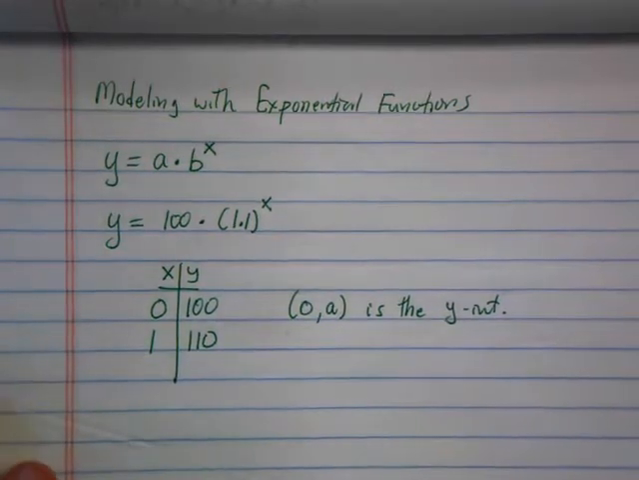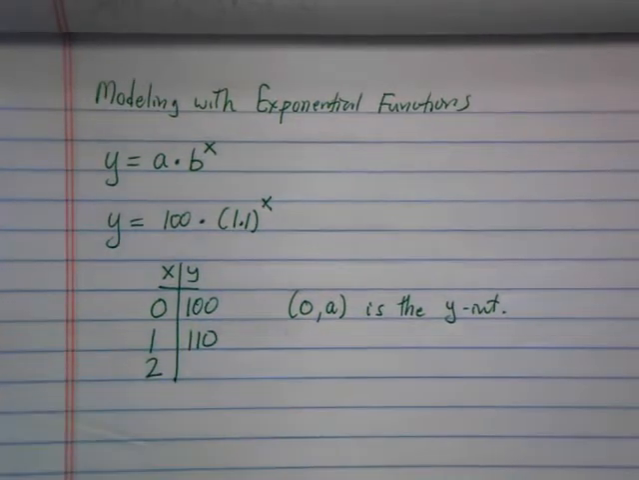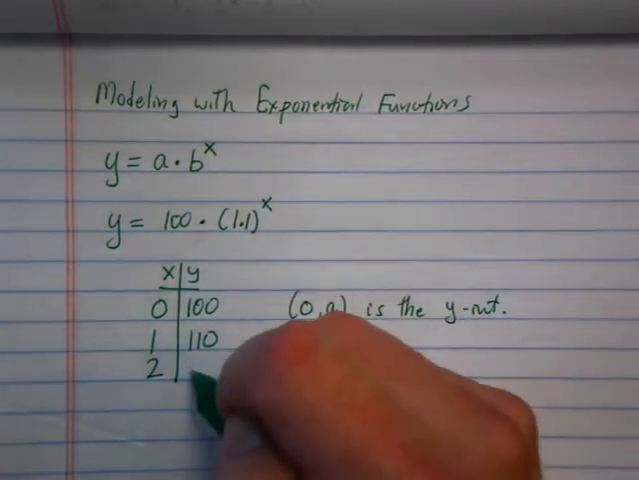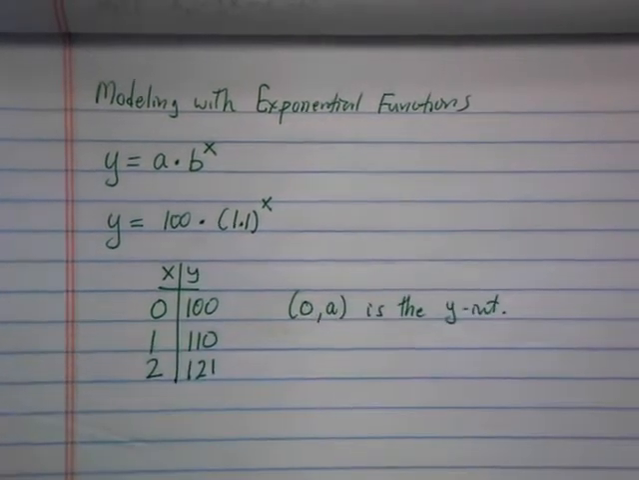How about if I plug in 2? Will I gain exactly 10 again? What's 1.1 squared? Somebody got a calculator with them? 1.21. 1.21 times 100 is 121. I didn't gain 10. How much did I gain? Gained 11. Do we expect to gain the exact same amount each time? No, that would be linear if it was.